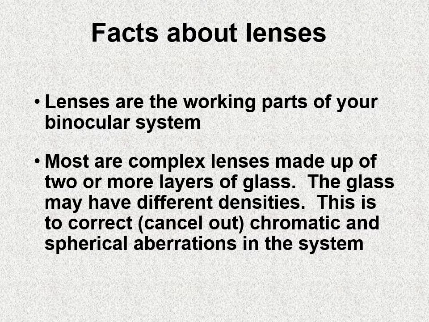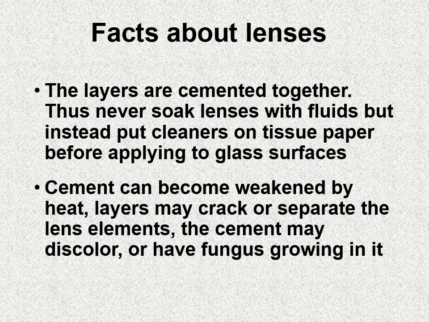Now, lenses are the working parts of your binocular system. Most of them are complex, meaning they're made up of 2 or more layers of glass, and the glass may have different densities. And that's because the lenses cancel each other out in terms of the aberrations, the chromatic and spherical problems in the system. And those layers are usually cemented together.